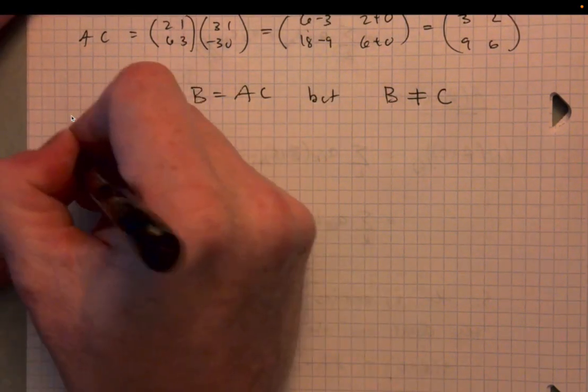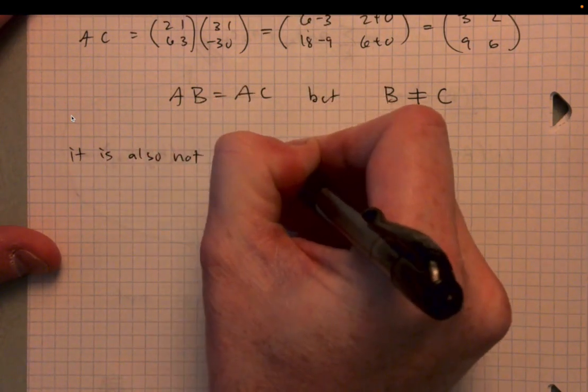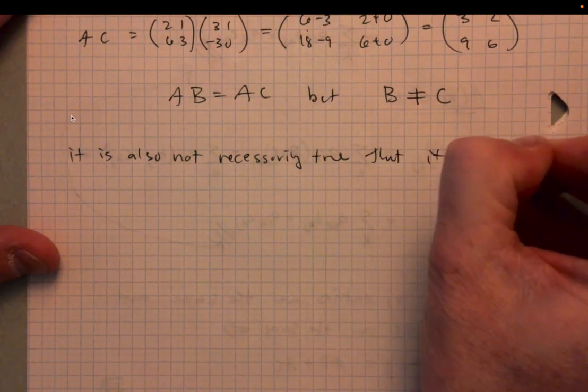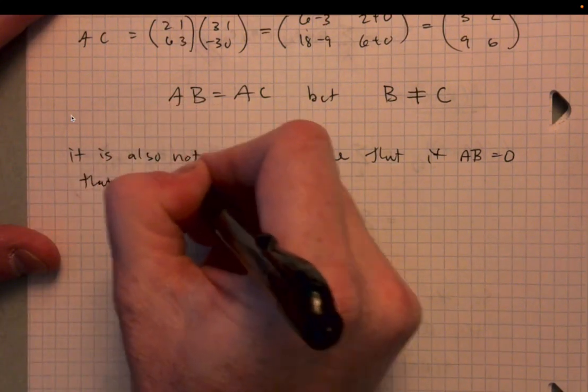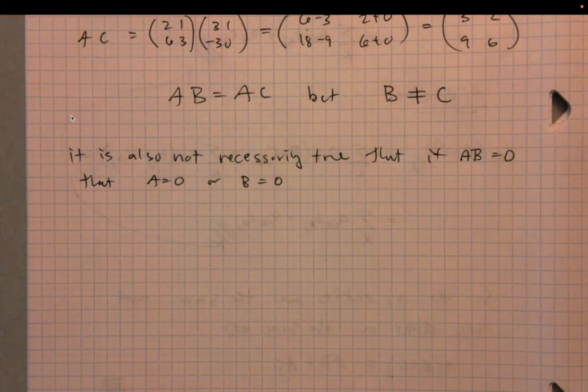Another one that is taken for granted is the following. It is also not necessarily true that if AB equals 0, then A equals the 0 matrix or B equals the 0 matrix. So that's not necessarily true. In general, when we talk about real numbers, if two real numbers multiplied together give you 0, then we say that one of them has to be 0. But that's not true for matrices.